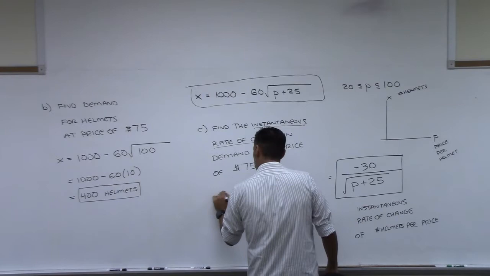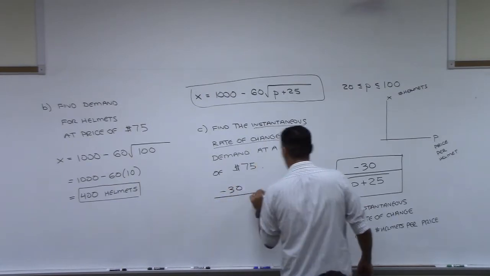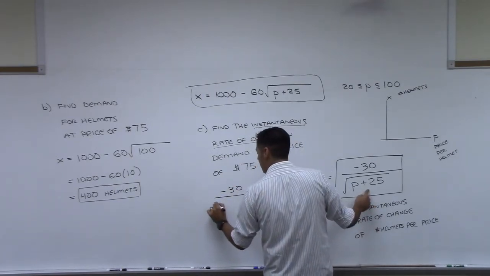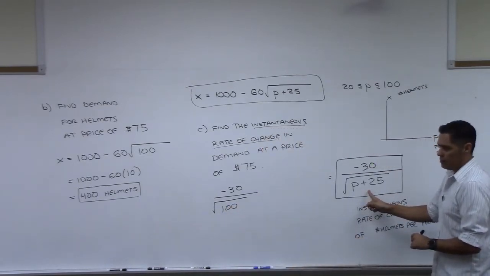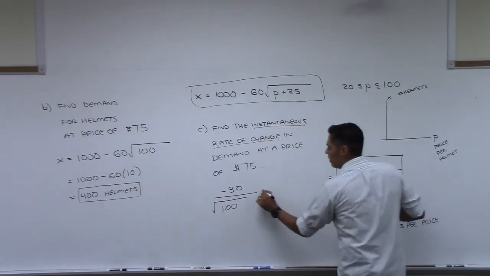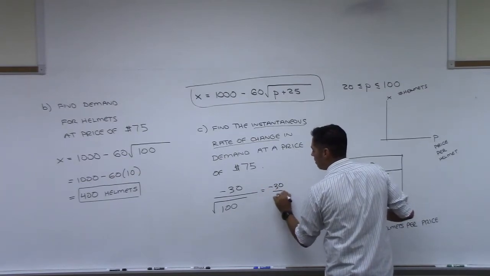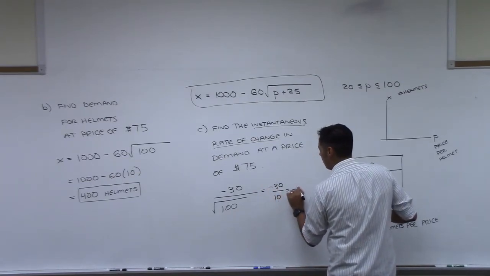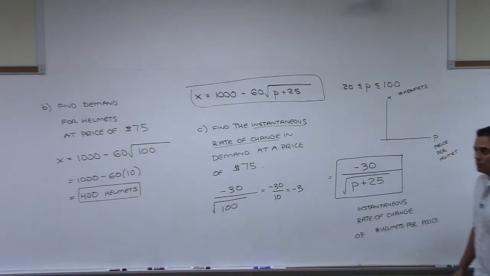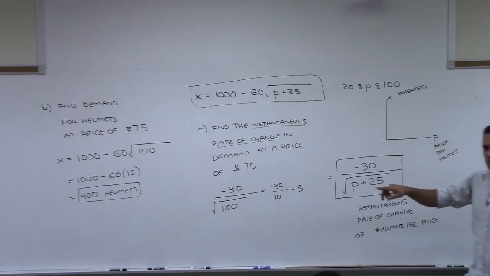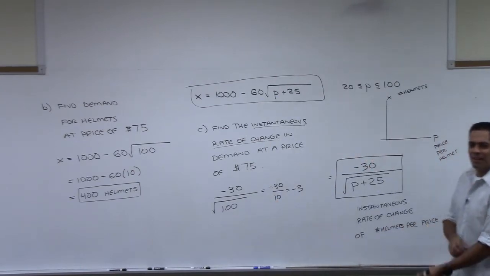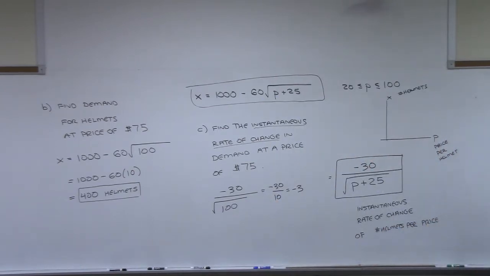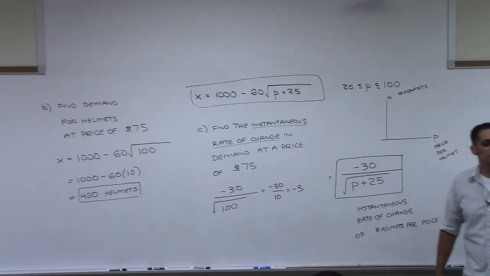When we plug in, we get negative 30 over, plug in 75 into this, so that's going to be root 100 again. That's going to be negative 30 over 10, which is negative 3. I think you forgot to take the root. I thought you said 0.3. Yeah, I think you forgot the root. It's all good. So negative 3.